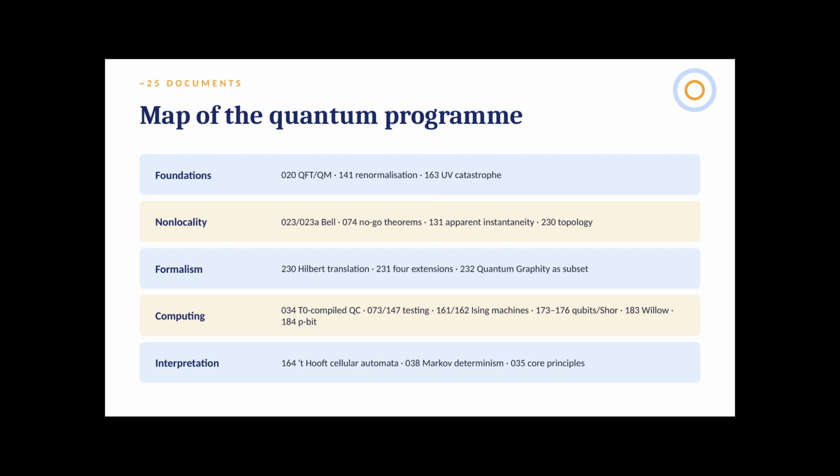Formalism, the Hilbert space translation, 4 extensions, and quantum gravity shown as a special case. Computing, a T0 compiled quantum computer, tests, Ising machines, qubits, Shor's algorithm, and more. And interpretation, 't Hooft's cellular automata, Markov determinism, the core principles. That's the territory. Let's visit the highlights.